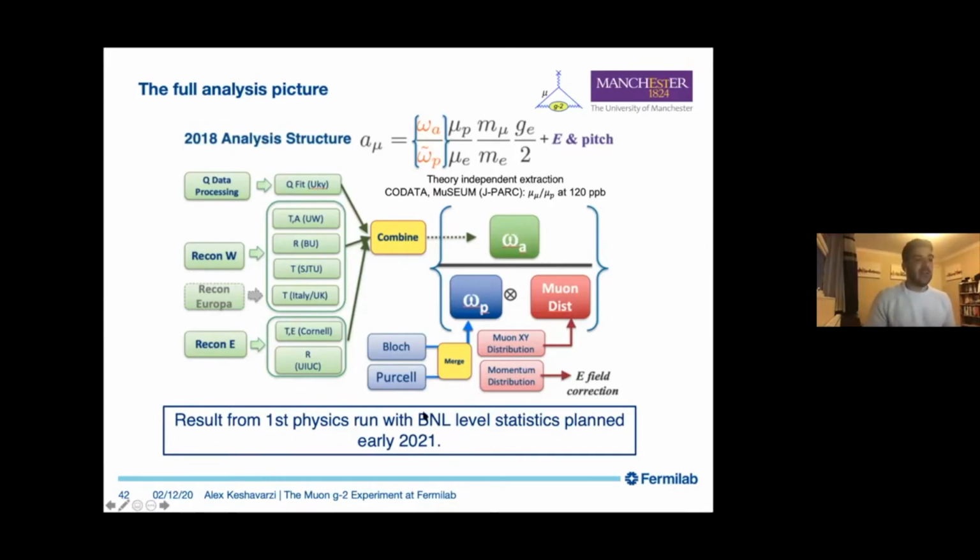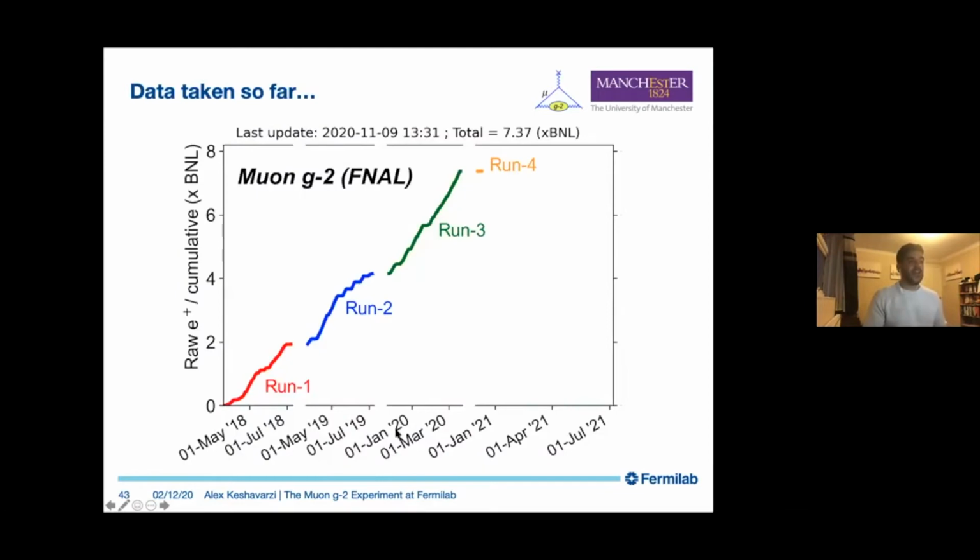And then we have the same for the magnetic field, which is expressed here as omega P, which is convoluted with the muon distribution because we need to know what magnetic field the muons see inside the storage region. And when we know all of those, that's fed into this expression here and gives us a value for the anomalous magnetic moment. We're now coming into the 4th data run, and we have 3 years' worth of data now. If I go to the next slide, this will show you the data that we've taken.